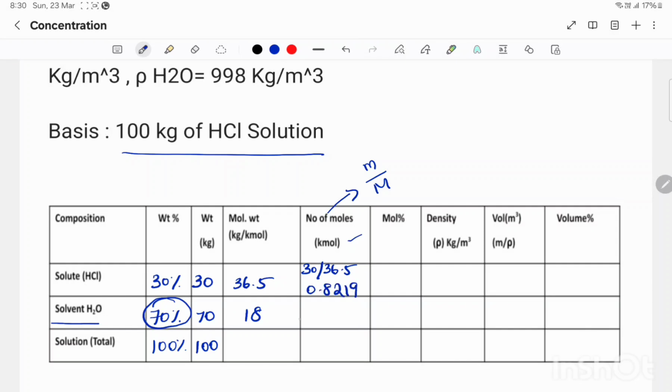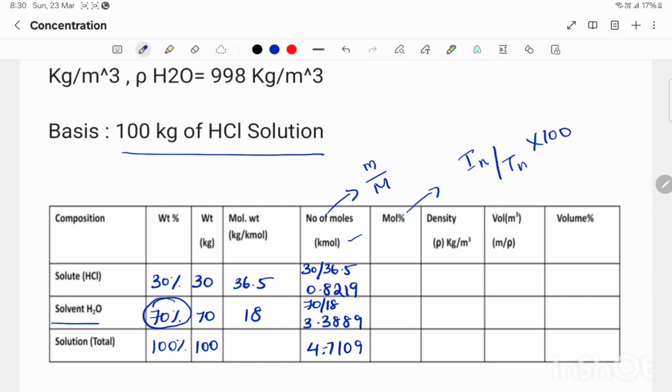Next, to calculate for water, the individual mass of water is 70 and molecular weight is 18. You will get 3.3889. Now we have to make out the total. 0.0829 plus 3.3889 will give you 4.7109. So next, to calculate mole percentage, the formula for mole percentage is individual number of moles by total number of moles into 100.